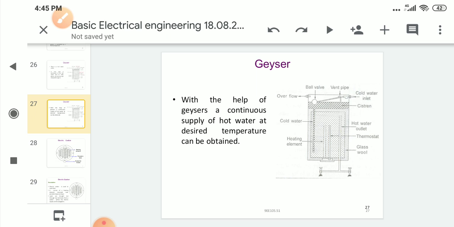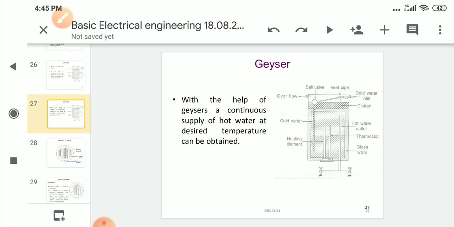So these are the parts: the overflow to control the floating. The vent pipe is used to check the pressure and temperature levels, and it gives us a safety measure. At the same time, cold water and hot water inlet and outlet pipes are there. The heating element here is nichrome.